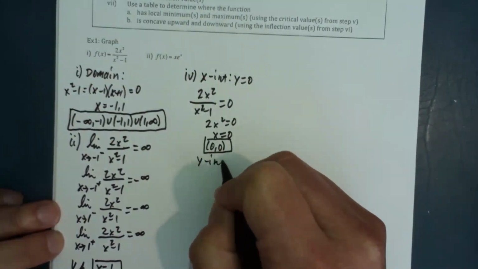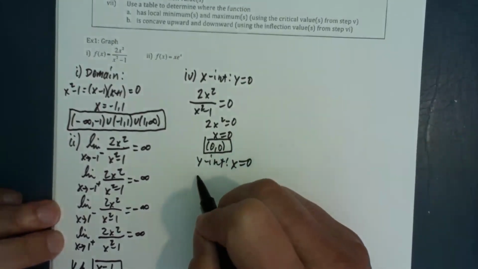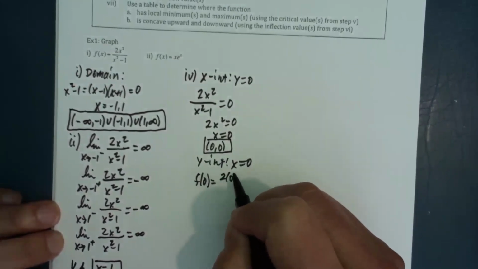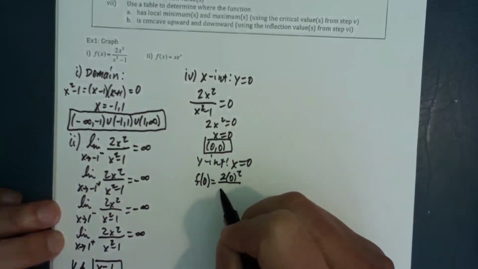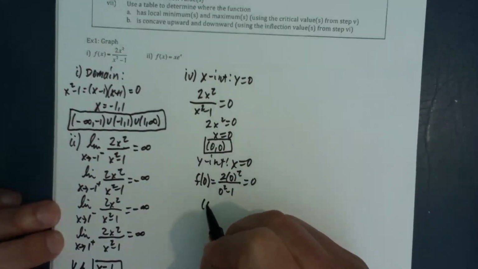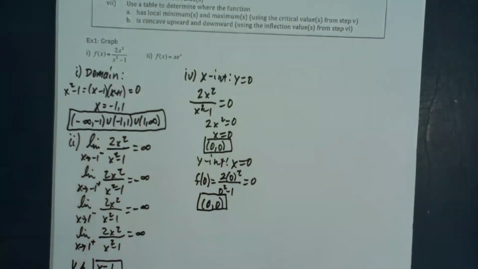For the y-intercept, that's when x equals 0. So this is f of 0. That once again is 0. So we have an x and y-intercept at the origin, which is obvious. But those are the only x and y-intercepts.